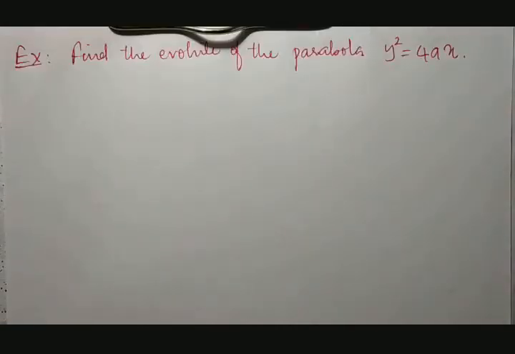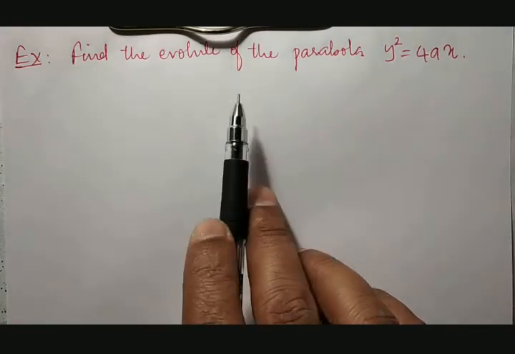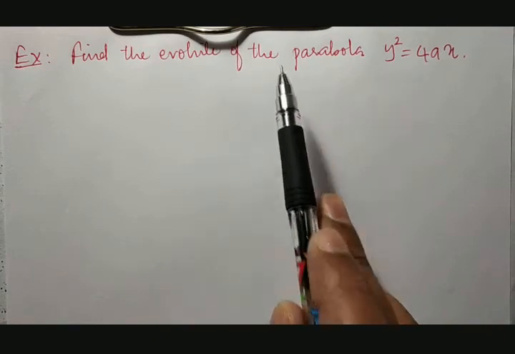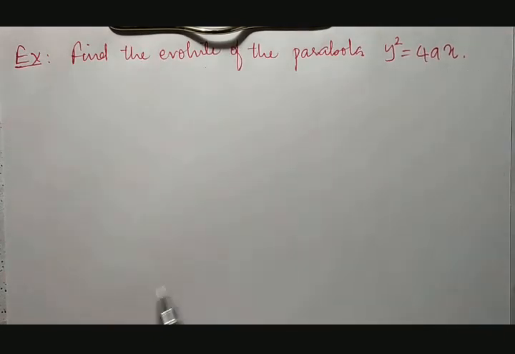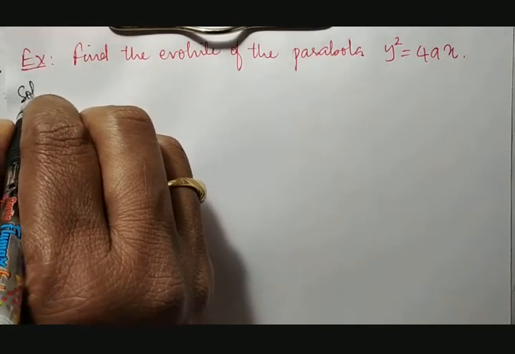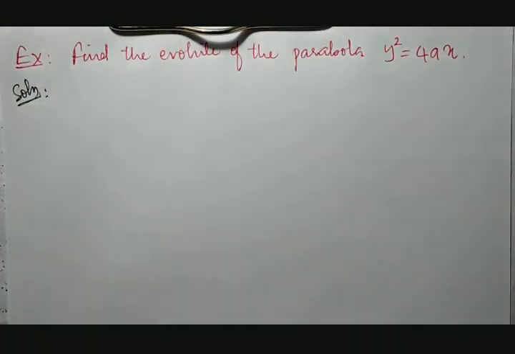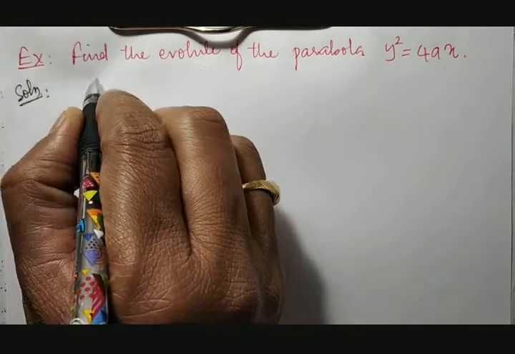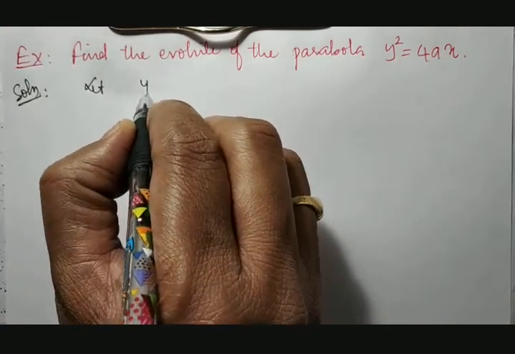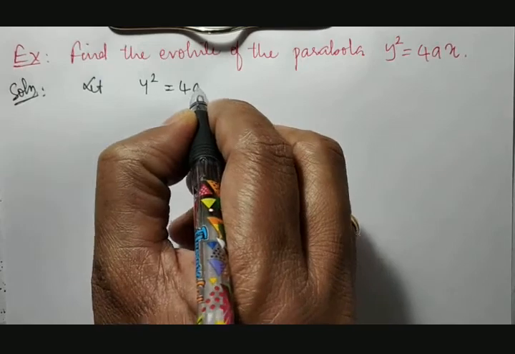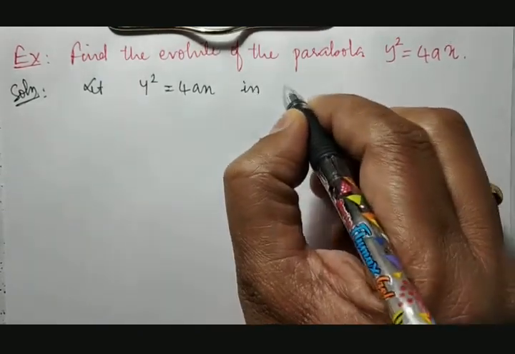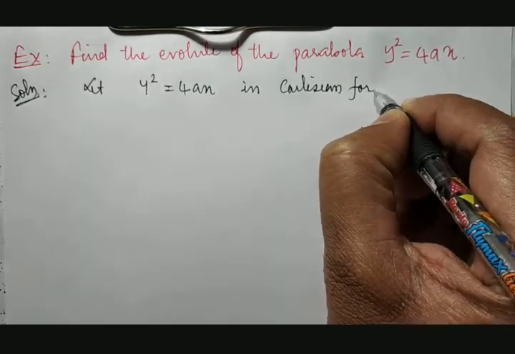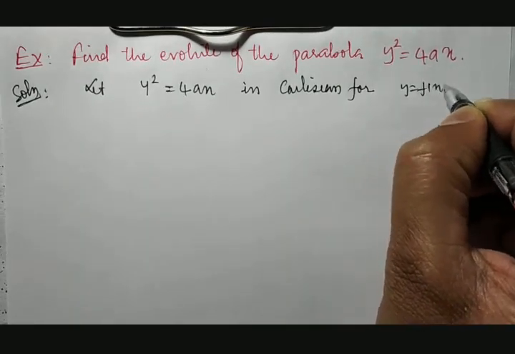In continuation with this explanation, let us consider an example where we are going to find out the evolute of the parabola y square is equal to 4ax. So let us see how to find out the evolute. Very first, let me consider the given equation. Given equation y square is equal to 4ax. It is in Cartesian form, y is equal to f of x.